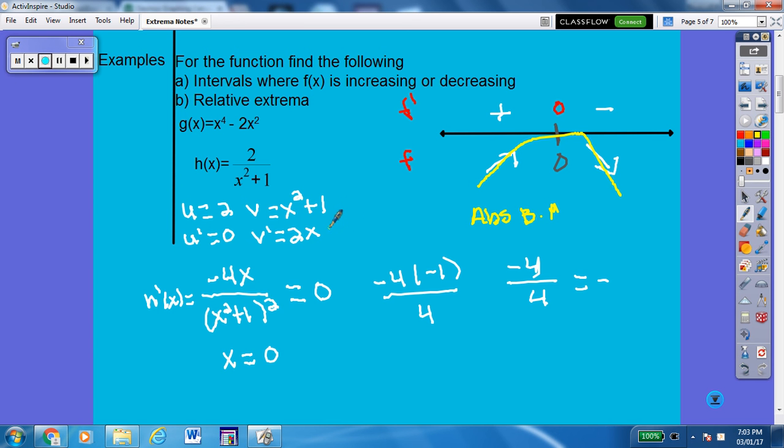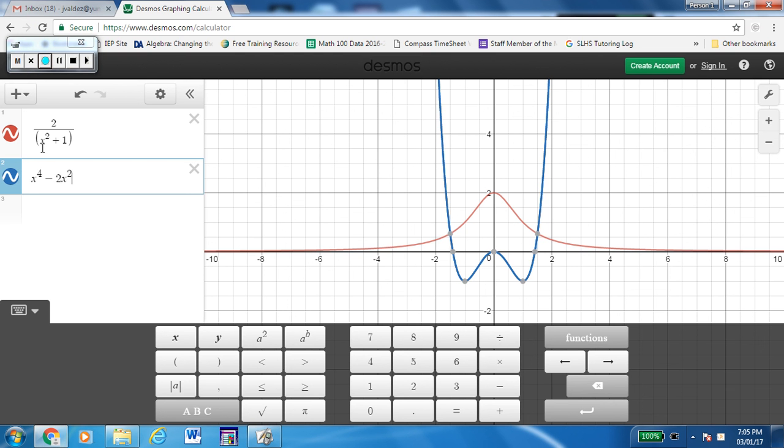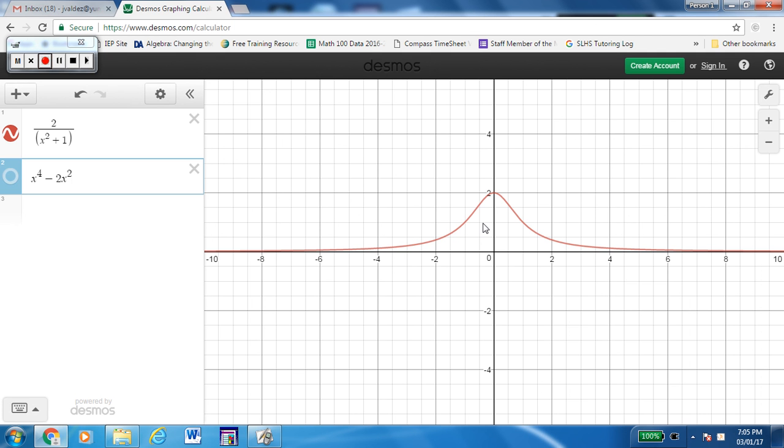Now, if you were interested in finding the actual coordinates, then you'd have to plug that 0 back into the function, okay? And of course, you would get 0. And just so you see what that would look like, I have it on Desmos. Let me take this off. And this is what it looks like. So you can see it's an absolute max, and the absolute max happens at x equals 0, and it happens to be 2.